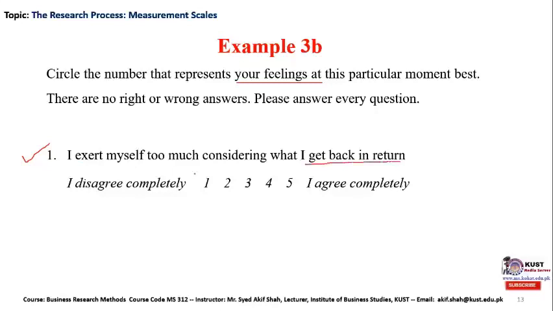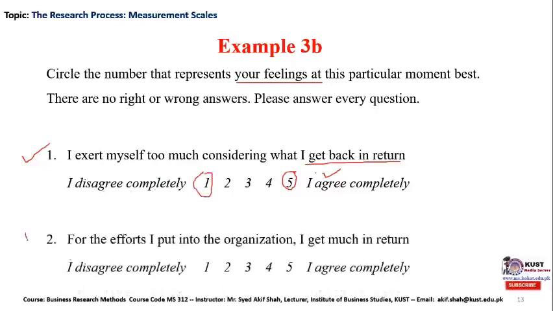Like if the researcher is interested in taking preliminary data with the help of a questionnaire, and the question says I exert myself too much considering what I get back. If this kind of situation is true, then the respondent's answer will be 5, and 5 means I agree completely with this statement. And if the respondent feels that he does not exert too much compared to what he is getting, then the answer would be 1 because he is disagreeing with the statement.